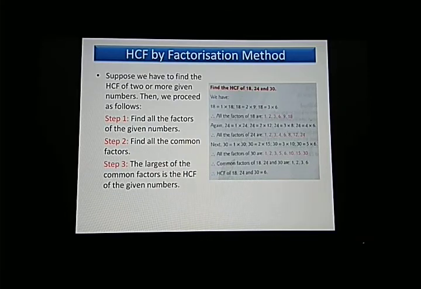Then after that we have to see which is the largest common factor. Among the common factors we already got, 1, 2, 3 and 6, which is the largest common factor here? Obviously 6. This is the largest number also, but we will not be considering it as a number, we will be considering it as a factor. So 6 is the largest factor which is common to all three numbers 18, 24 and 30. So obviously 6 will be the highest common factor, or HCF.